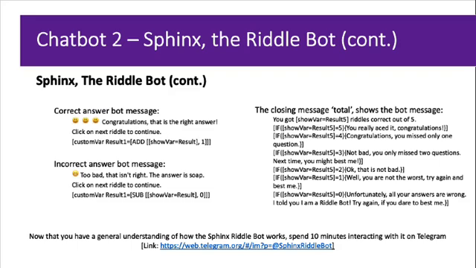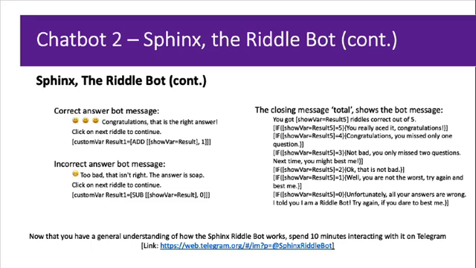2, "Okay, that is not bad. Well, you're not the worst. Try again and best me." And if they get 0, "Unfortunately, all your answers are wrong. I told you, I'm a riddle bot. Try again if you dare to best me."